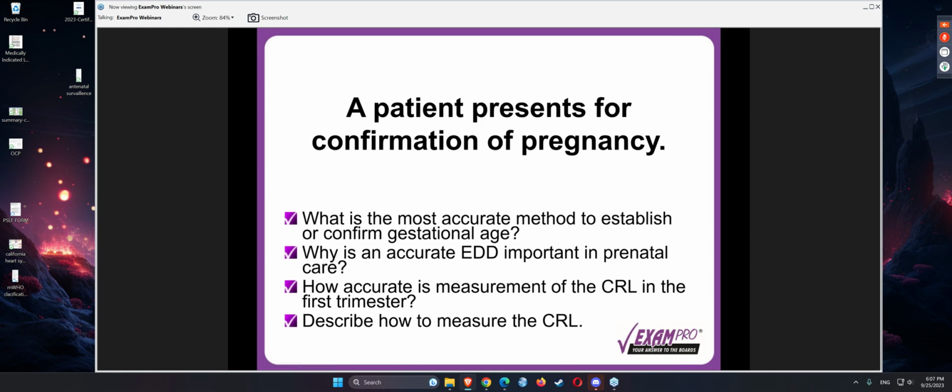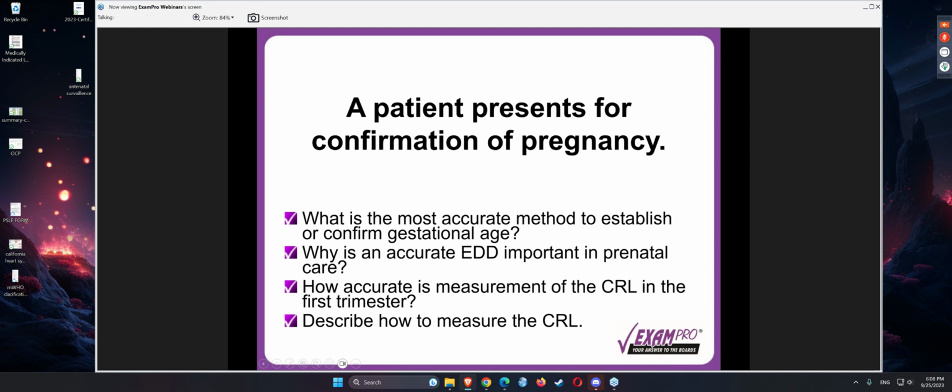Okay, a patient presents for confirmation of pregnancy. What is the most accurate method to establish or confirm gestational age? Why is an accurate estimated due date important in prenatal care? How accurate is measurement of the crown rump length in the first trimester? And describe to me how you measure the crown rump length.